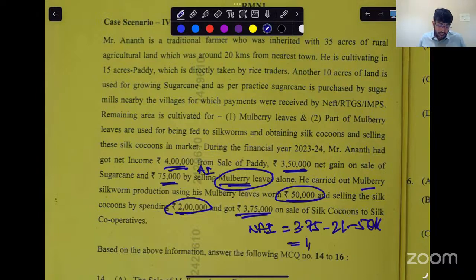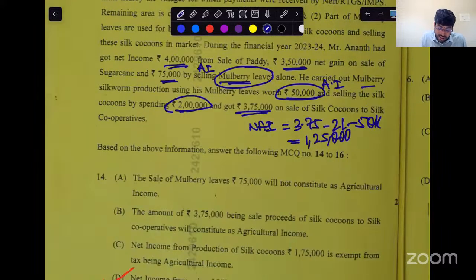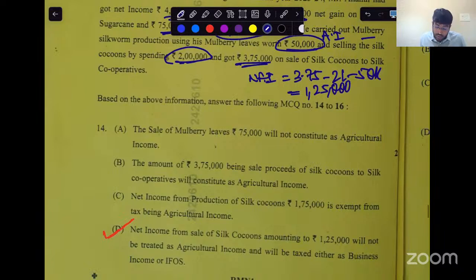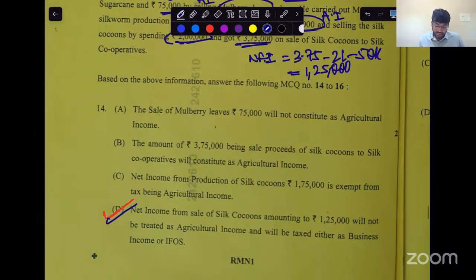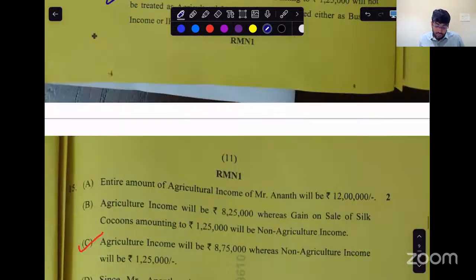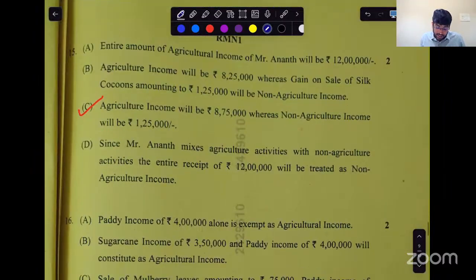Next. 15th one, agriculture income will be 8,75,000. Logic also already told you. 875, how did we get? 4 lakhs plus 350 is 7,50,000. 7,50,000 plus 75,000 is 825. 825 plus 50,000 is 8,75,000. Next. 15th one, 875 is the answer. Non-agriculture 125, that is the most suitable option.